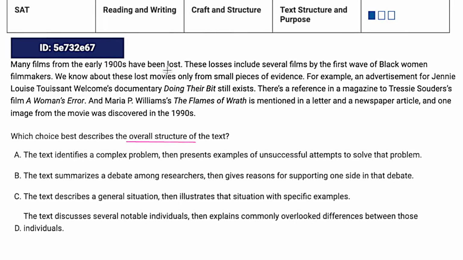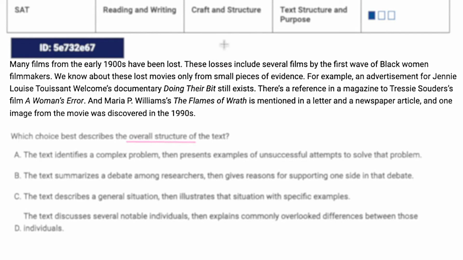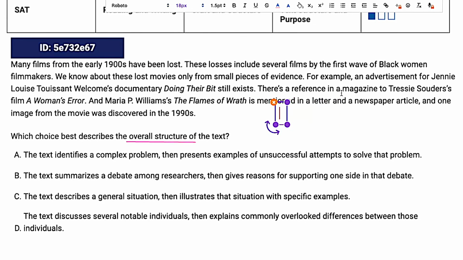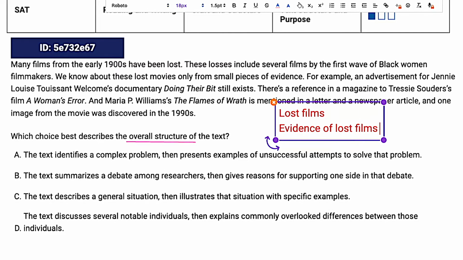So many films from the early 1900s have been lost. These losses include several films by the first wave of Black women filmmakers. We know about these lost movies only from small pieces of evidence. For example, an advertisement for this. There's a reference in a magazine for this. All right, so I'm stopping there because I feel like I know what's going on. I would say to clarify, we get lost films, and then we get evidence of lost films. Those seem to be the two sections. I don't feel like there's more than two.